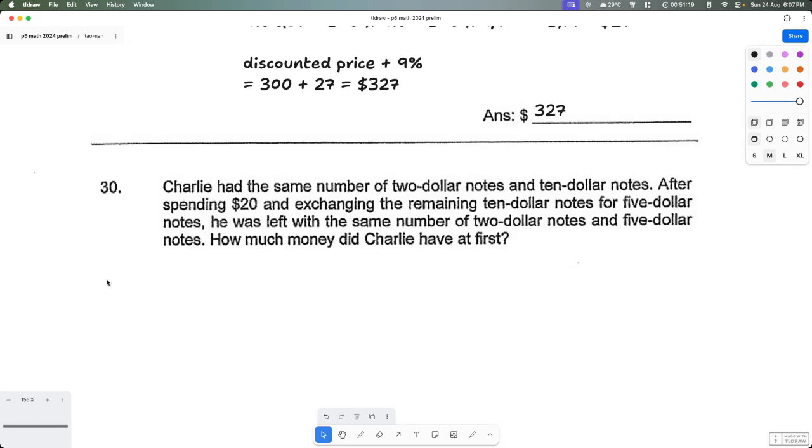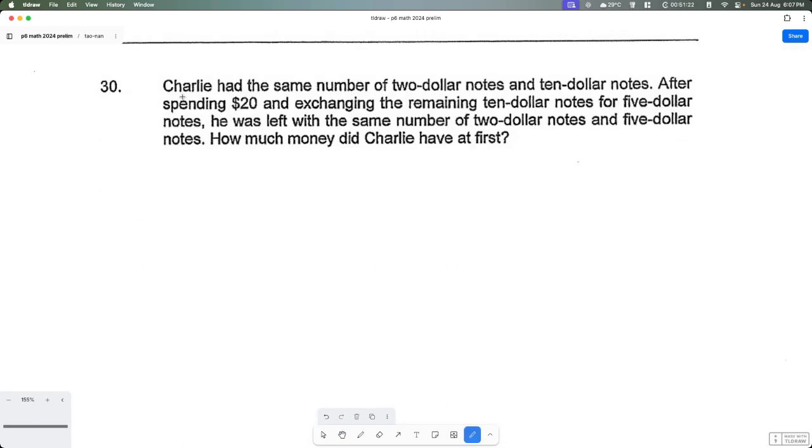Okay, lastly, let's move to 30. Charlie had the same number of $2 and $10 notes. After spending $20 and exchanging the remaining $10 notes for $5 notes, he was left with the same number of $2 notes and $5 notes. How much money did Charlie have at first?